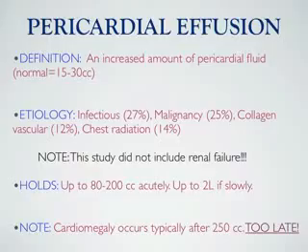Pericardial effusion is actually normal if it's a normal size. So the typical pericardial effusion in a normal heart is somewhere between 1 and 2 tablespoons, 15 and 30 cc's. The etiology is somewhat varied, where most literature will cite infectious malignancy, collagen vascular, chest radiation, and so forth.